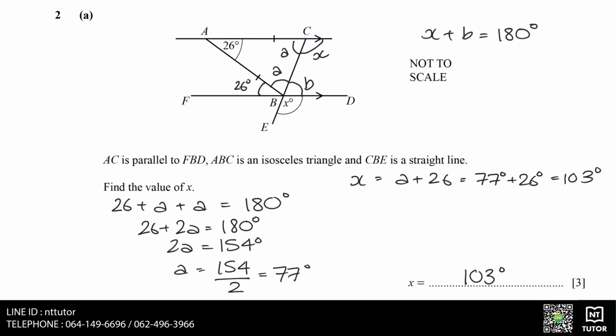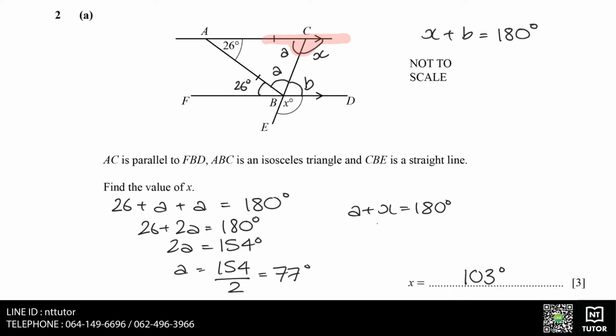Another approach to find the value of x is to notice that AC is also a straight line. This means that angle A plus angle x should equal 180 degrees. So this means that x equals 180 minus 77, which also gives 103.